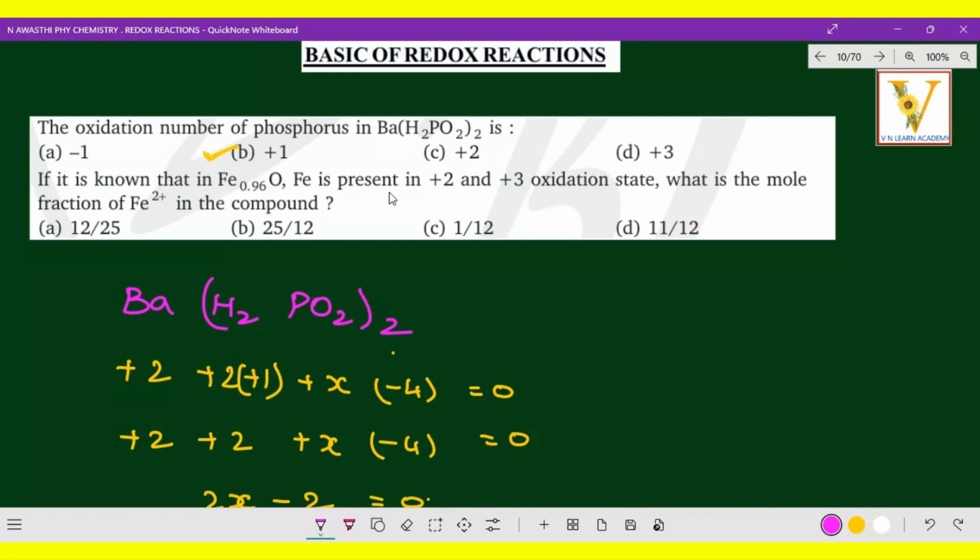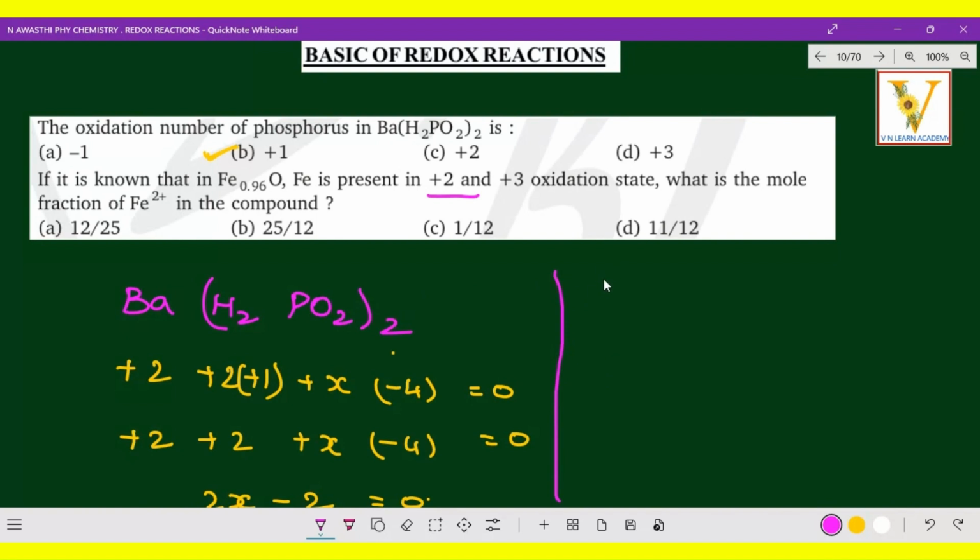iron Fe is present in +2 and +3 oxidation. They are asking the mole fraction. So one is 0.96 and the other one we have to identify. So +2 and +3 oxidation state. What is the mole fraction of Fe2+ in the compound? Come on, let us identify. This is completely mole fraction. So come on, let us discuss.